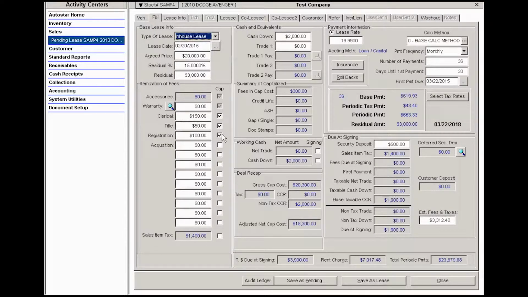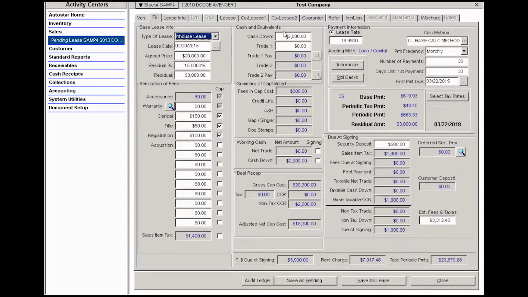Now, I have the ability to include or exclude any of my fees in the cap cost reduction. So what that means is that those fees, if I include them in the cap cost, would be due throughout the term of the lease, not due at signing. So I'm going to go ahead and say my taxes are due up front. I'm not going to check that. But the other ones you can see are defaulted to be paid during the term of the lease. So they are going to be rolled in to the finance portion of the lease.